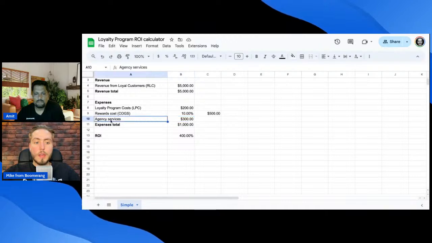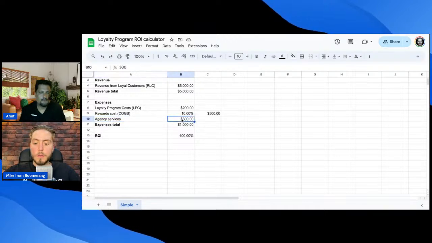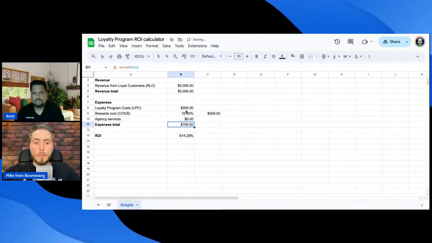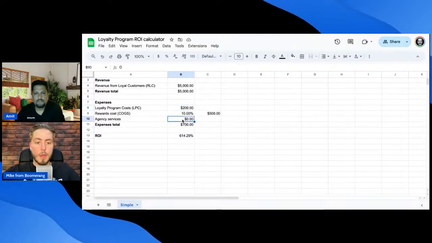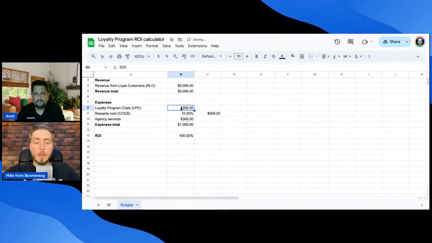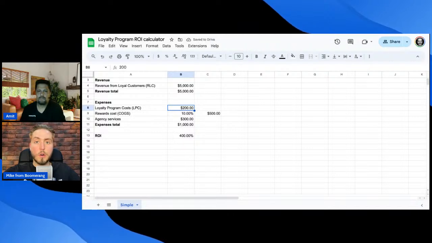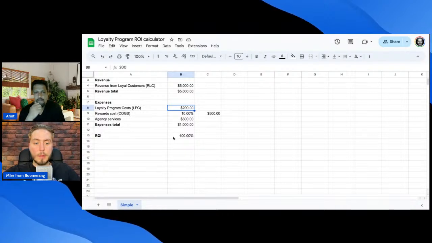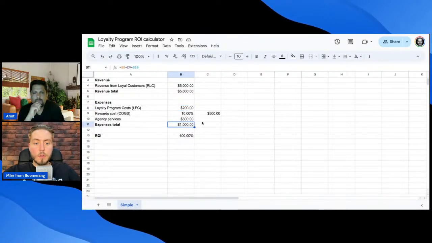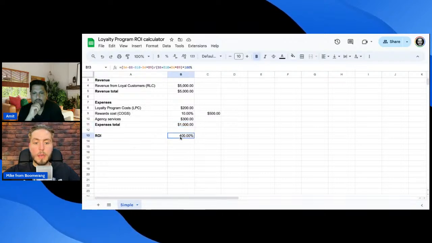And also you could add your agency services, or you could exclude them if you offer this service like do it yourself to your clients. But in my case, I prepared the calculation for done-for-you services, when you serve your client completely from A to Z with your loyalty campaign. And expenses total would be something about $1,000, and ROI of this campaign will be 400%.